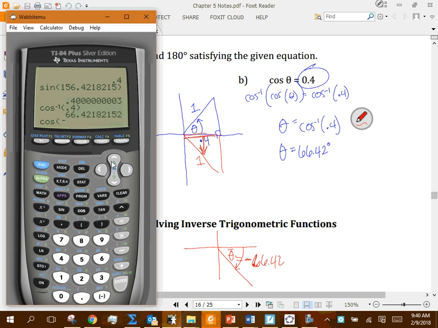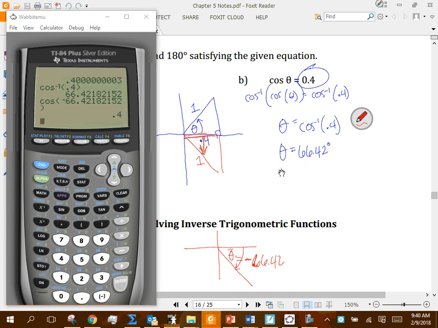Cosine of negative that number should give me back what when I hit enter? 0.4. Okay? Now think about this. Right now, we have two answers. Theta is 66.42 or theta is negative 66.42. Remember the original question said we want to look between 0 and 180 as our interval, right? Is that in between 0 and 180? No.